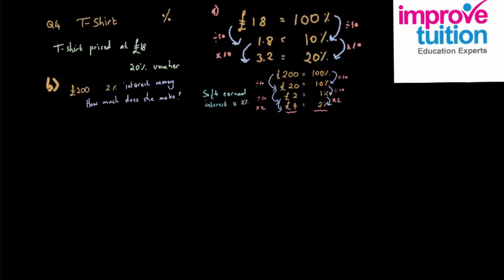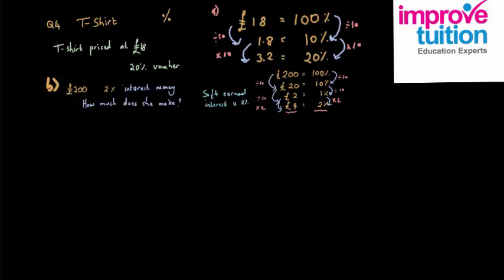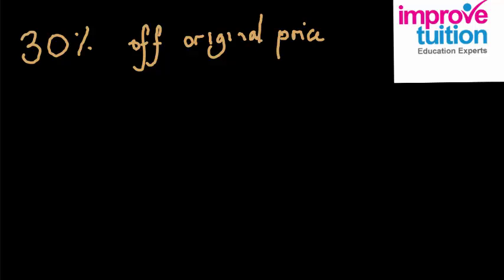Let's look at another example. If Molly buys paint, okay, let's say we have 30% off the original price. So we have 30% off the original price. If the original price was, let's say, £650, then that's 100%.